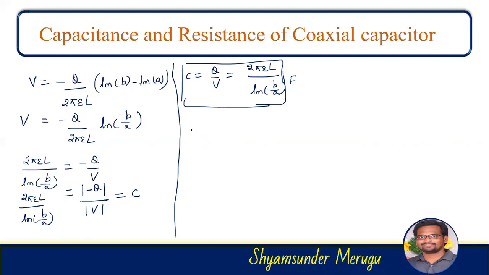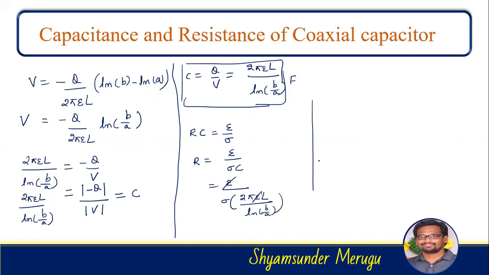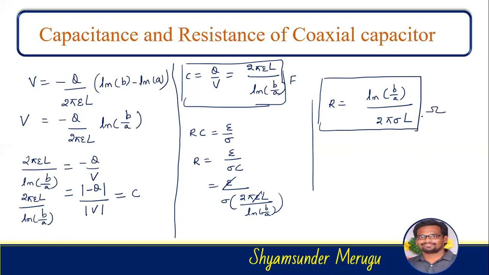And we need to find the resistance. As we know, the product of resistance and capacitance is the ratio of epsilon to sigma, so R equals epsilon by sigma into C. We have obtained the expression for C already, so substituting 2 pi epsilon L by ln B by A, the epsilon gets cancelled, and the expression for R is given by ln B by A divided by 2 pi sigma L. This is the expression of resistance for the coaxial conducting capacitor, and the unit is ohm.